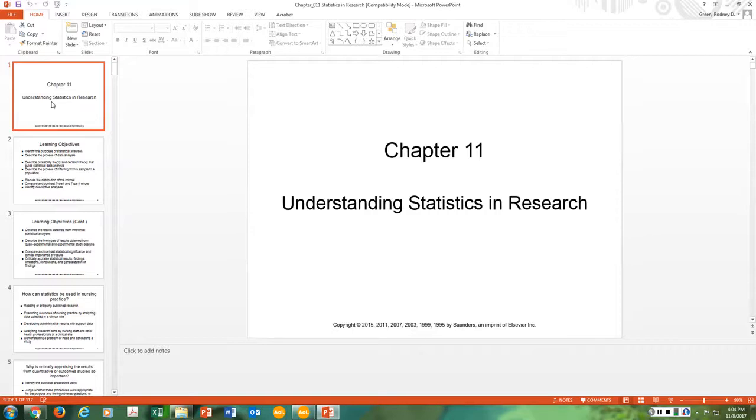and it deals with understanding statistics in research. I know that you have had an undergraduate statistics course already, and what we'll be talking about will be many statistics that you may be familiar with, some that you will not be familiar with. I am trying only to reinforce the ones that you are familiar with.